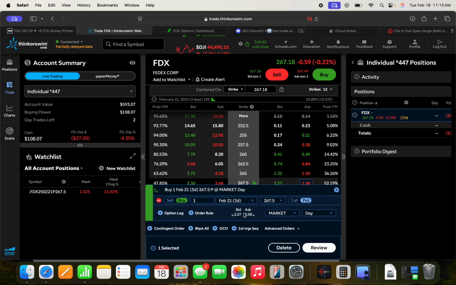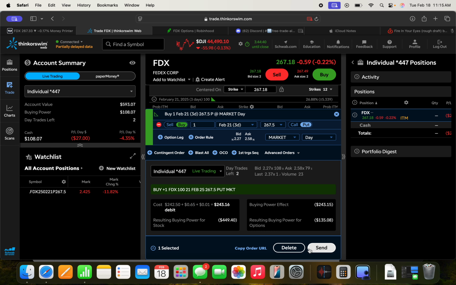Double check, make sure everything is still good. Press the review button. Look at your trade before you get in. The cost over here says you're going to pay $242.50 plus 65 cents plus a penny. So total what you would end up paying if I was to get this right here right now would be $243.16.